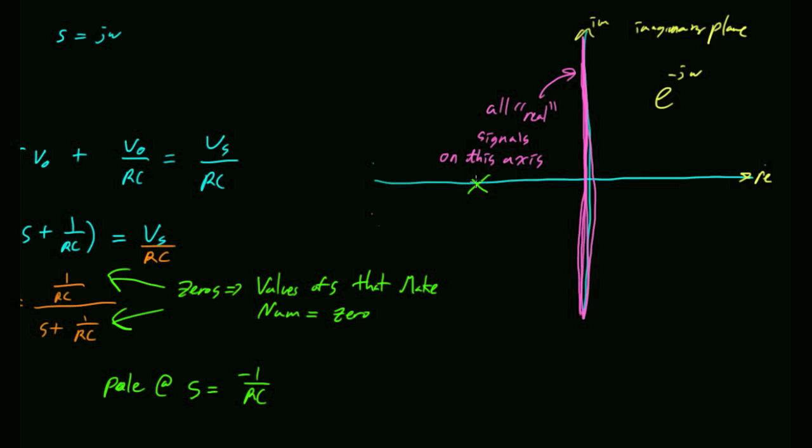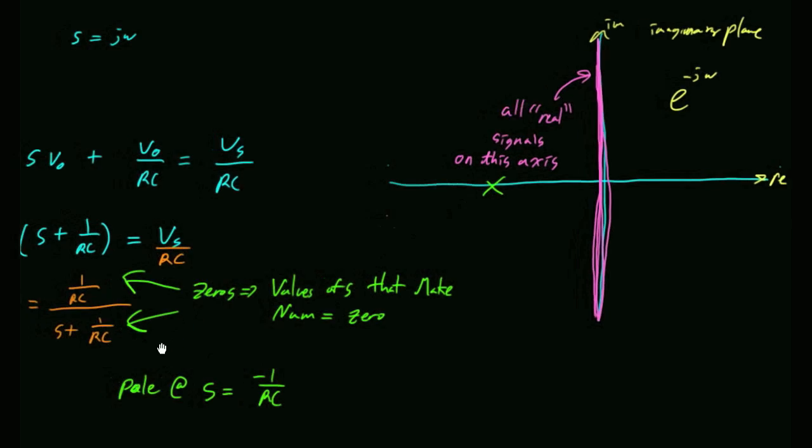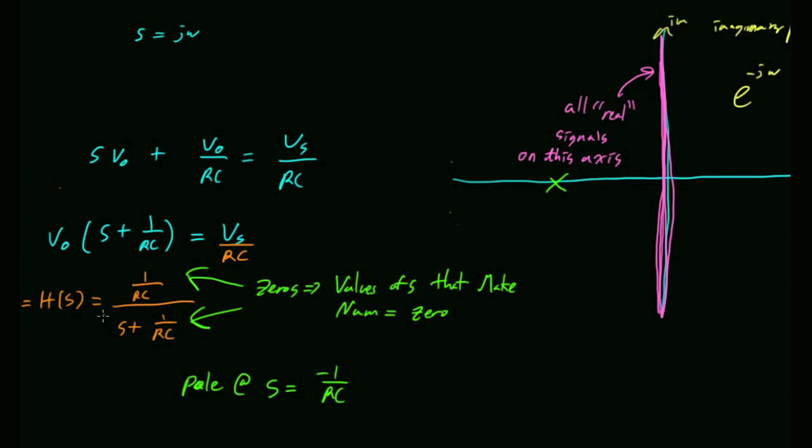A pole by definition means that if I were to stimulate the circuit at that frequency, then my denominator would be 0 and my output would be infinity. Right? That's what that means, right? If I were to somehow stimulate my circuit with S equals -1 over RC, my output would blow up to infinity. But can I actually do that? No. Is there any way I can operate my circuit at that frequency? No.